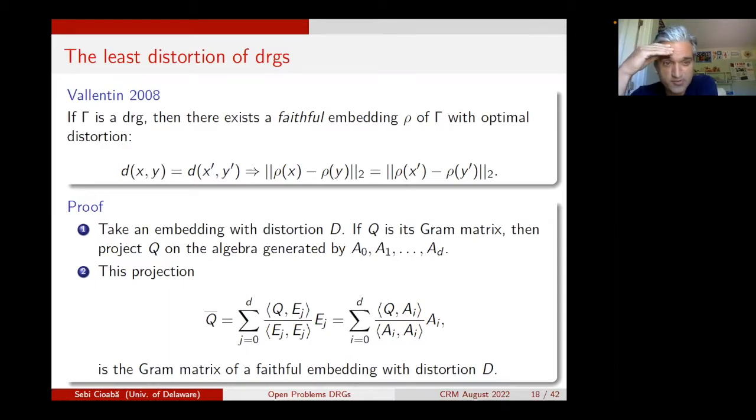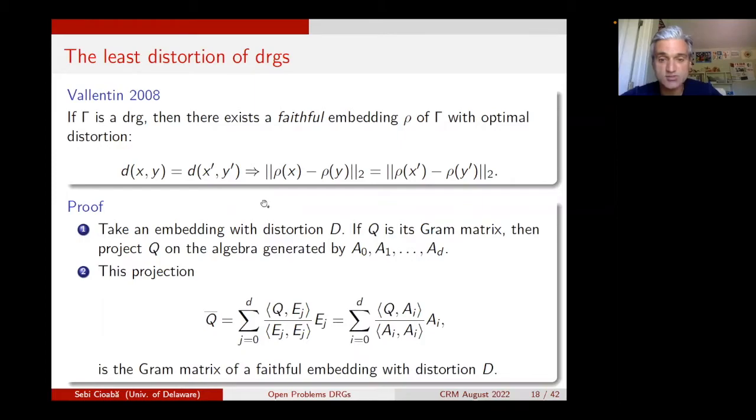read this very interesting paper of Frank Vallentin from 2008, and he studied the least distortion of distance regular graphs. He proved several interesting results. One of them is that if you have a distance regular graph, you can have various embeddings that give you optimal distortion, but there always exists a faithful embedding with optimal distortion. Faithful here means that if you have two pairs of vertices x and y, and x' and y', that are at the same distance in the graph, then the distance between the embeddings of these vertices will also be the same.